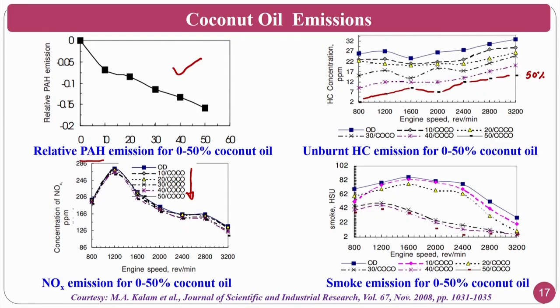At the same time, if you see the smoke, normally the smoke that is coming out from the engine is also reducing. If you see the curve here also, I am just going to connect it, you can see the points. So what I want to say from this particular slide is that if coconut oil is used for combustion purposes, normally the emissions are going to decrease enormously. And we can also see the machining performance of this one.